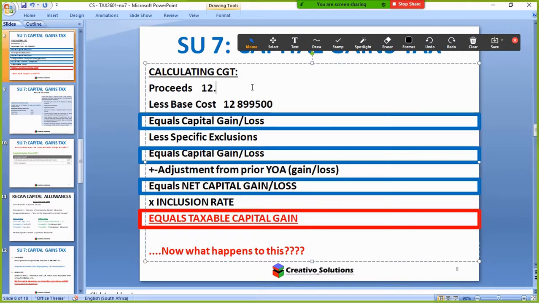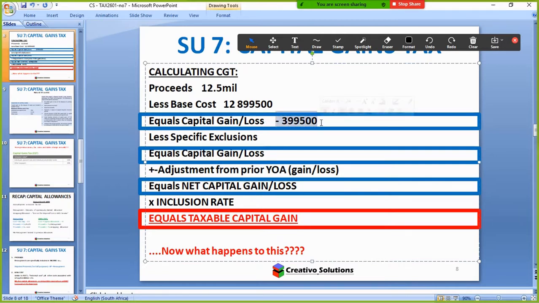Proceeds was 12 and a half, right? Yes. Okay, so what's the difference? 12.5 minus 12,899.5. I'm getting minus 399,500. That's what I'm getting as a negative. Yes. So this is a capital loss.